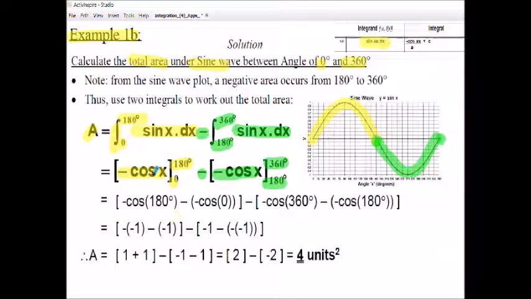So in the first square bracket, I put the upper limit of 180 and I take away the lower limit of 0. And in my second bracket, I put in the upper limit of 360 and I take away the lower limit of 180. The rest of it is arithmetic, putting the numbers into the calculator. Just be careful here, I'm in degree mode, so degree mode on your calculator, and also be careful of the double negatives that are occurring in the solution here. You go through the arithmetic, you will find the area is actually 4 units squared. So the total area under a sine curve between 0 and 360 is 4.